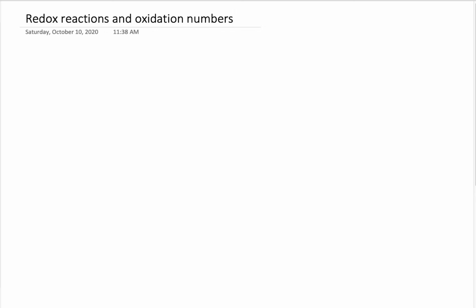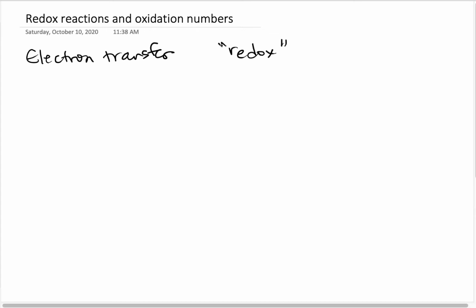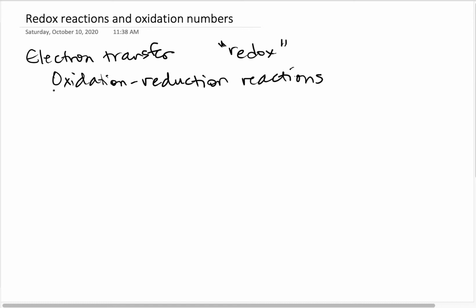The last major class of chemical reactions that we're going to talk about are ones involving electron transfer. For short, we tend to call these redox reactions. But for long, we call them oxidation and reduction. So let's take a look at an example, and you can see what I'm talking about.